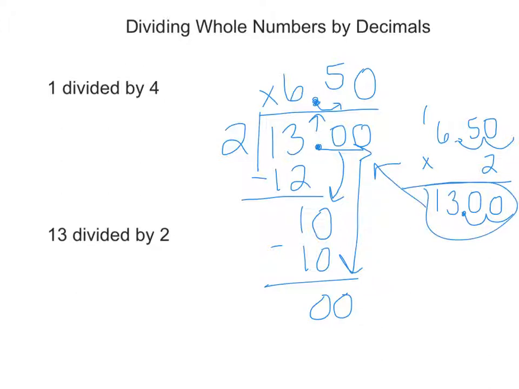And I like to think about this as money. So if I had $13 and I wanted to divide it between two people, each person would get $6, and then I would take my last dollar, break it into quarters, and each person would get 50 cents.